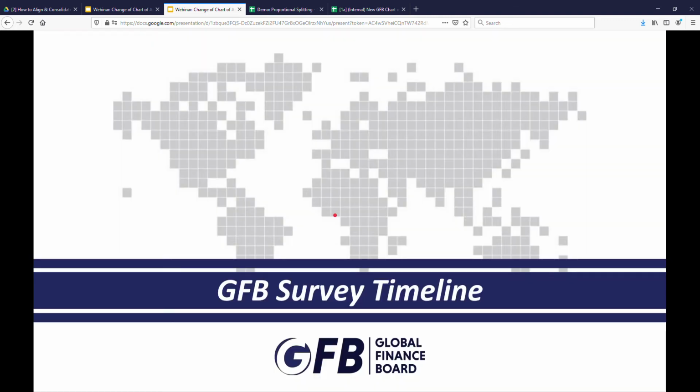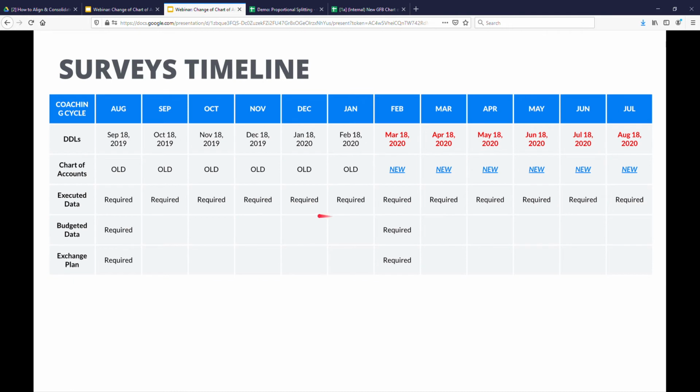So, what is the timeline now? This is the timeline for the whole term so far. Let's look at the first 6 months, meaning the August survey, September survey, October survey, November survey, December survey, January survey, which is the deadline where it's September 18, 2019, October 18, November, December, January, February 18.